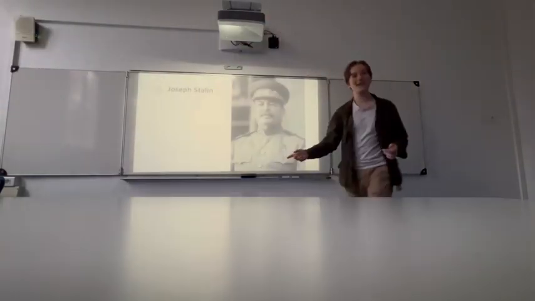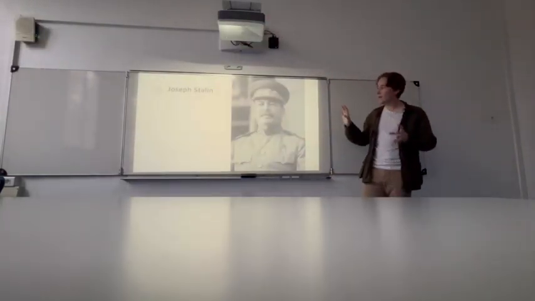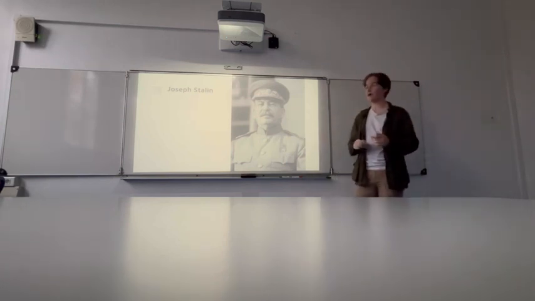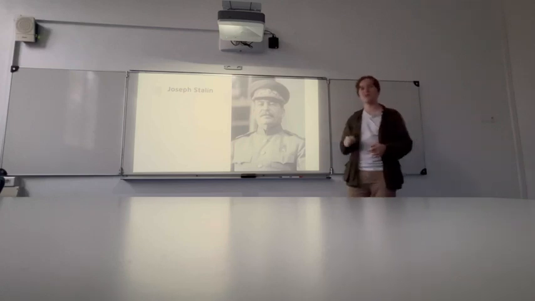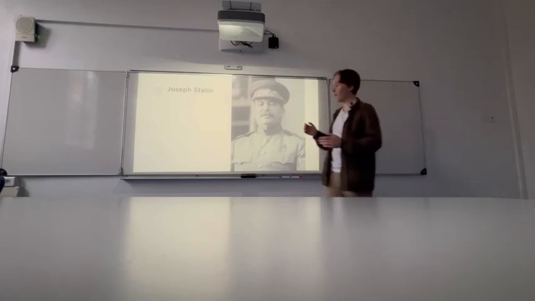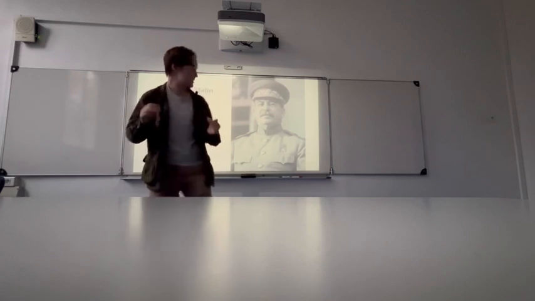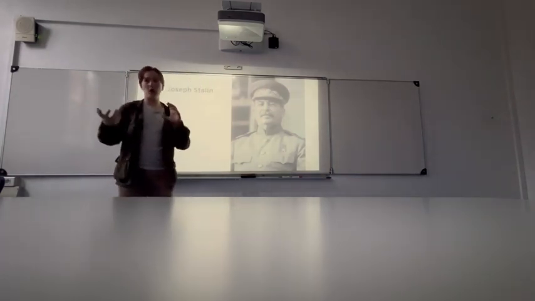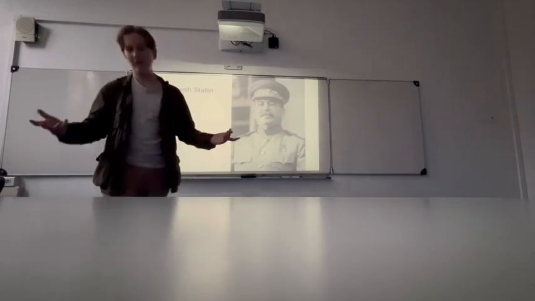Joseph Stalin. This guy ruled from about 1929 until he died of a brain aneurysm because no one would help him. What he did was create Stalinism, which is a certain view of looking at communism, one of the most famous views.